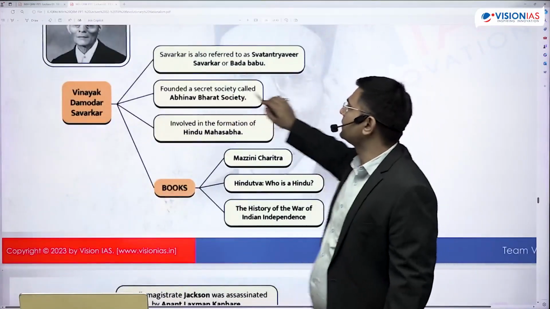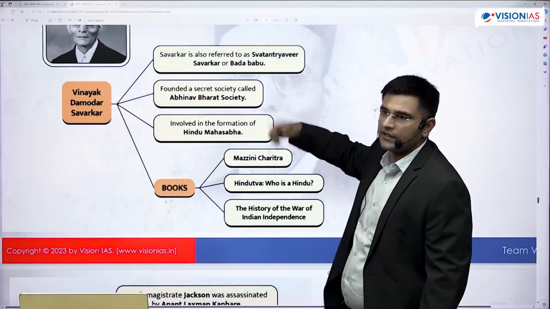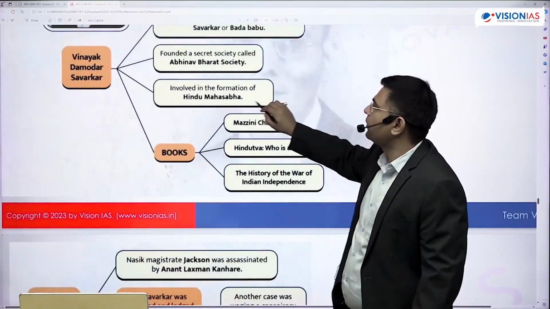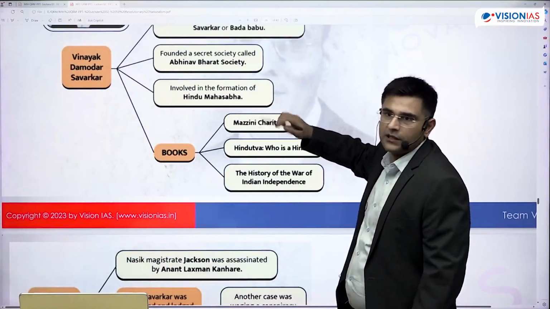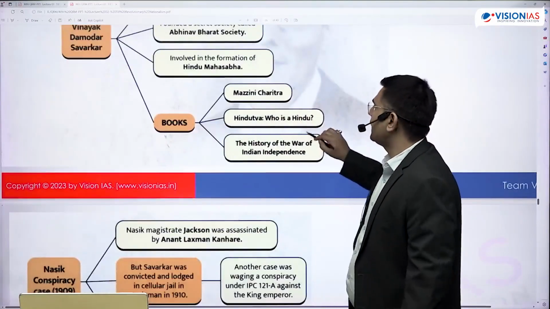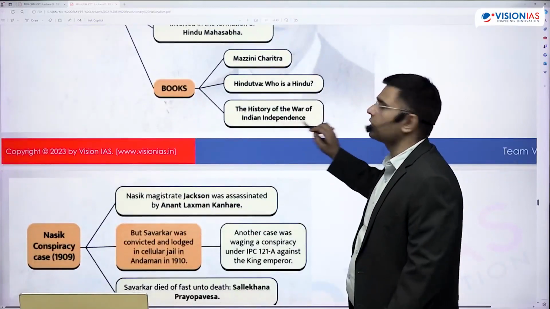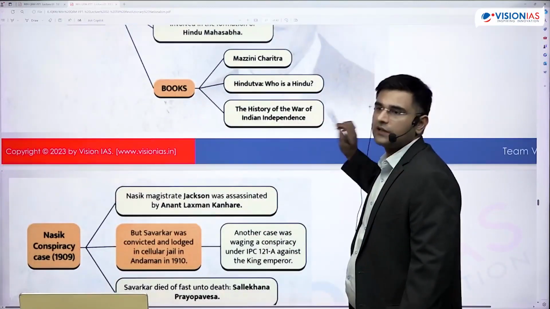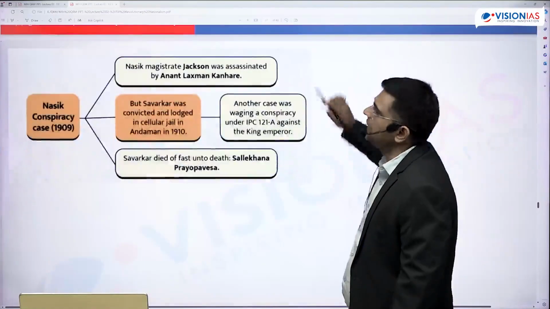Or Bada Babu founded a secret society called Mitra Mela, later renamed Abhinav Bharat. Right, involved in the formation of the Hindu Mahasabha, which was started by Madan Mohan Malviya ji around 1915. Books: Mazzini Charitra, right? Hindutva: Who is a Hindu? History of the War of Independence. War of Independence for Swadharma and Swaraj, right? So that is what he is writing.